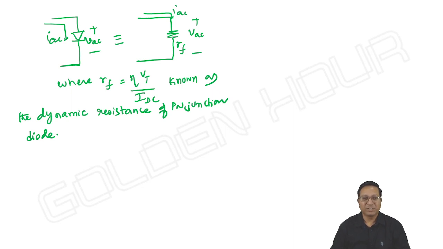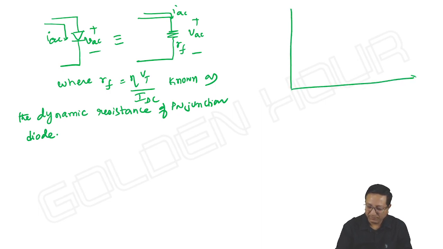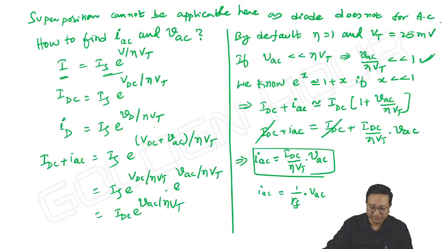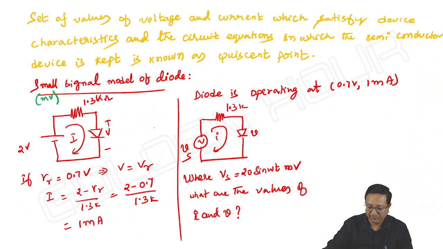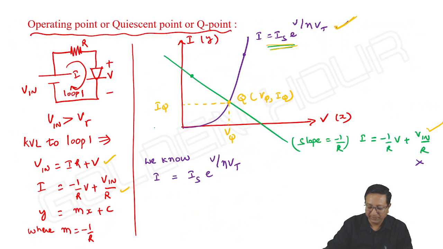And a much better detailed version: what we can do is, this is our VI characteristic plane. As we discussed earlier, operating point. Let me write with respect to operating point only.